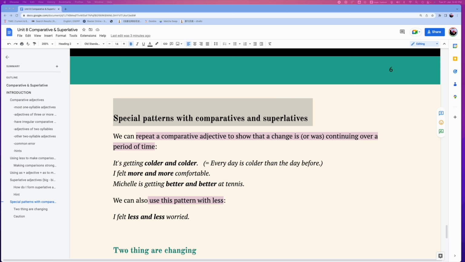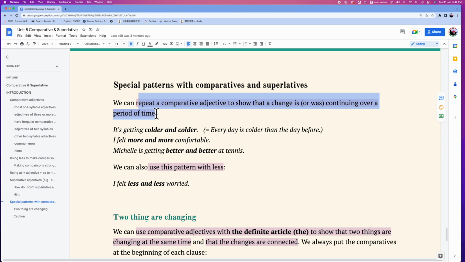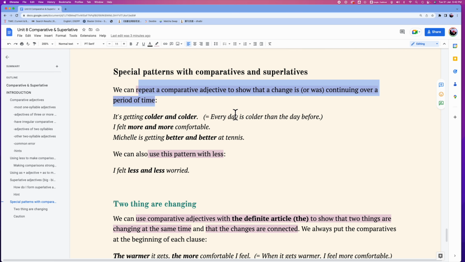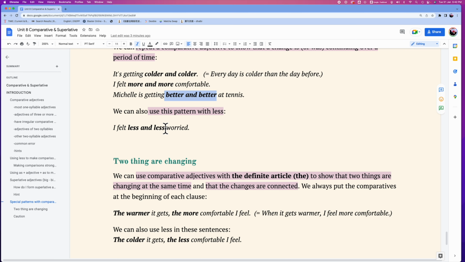There are also some special patterns with comparatives and superlatives. Let's take a look. What are they? Special patterns with comparatives and superlatives are ways to describe changes over time or to show that two things are changing in a connected manner. To show that a change is continuing over time, we can repeat a comparative adjective, such as getting colder and colder, feeling more and more comfortable, or getting better and better. This pattern can also be used with the word less, such as feeling less and less worried.